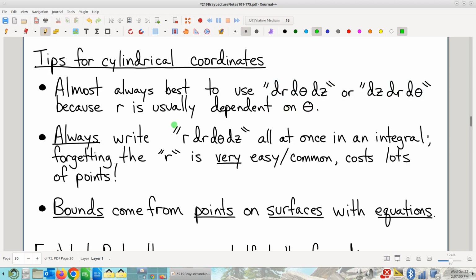Okay, so those are your two choices. Again, don't trust yourself to remember this stretching factor, right? Go ahead and write that down at the same time. Again, you will never need dr, d theta, and dz without also needing that stretching factor r. So write it all down all at once.